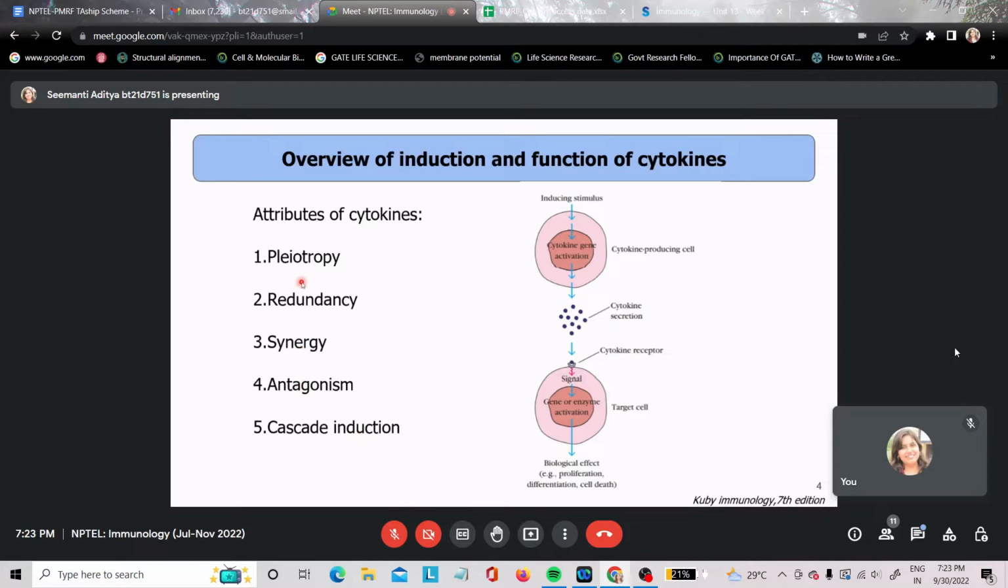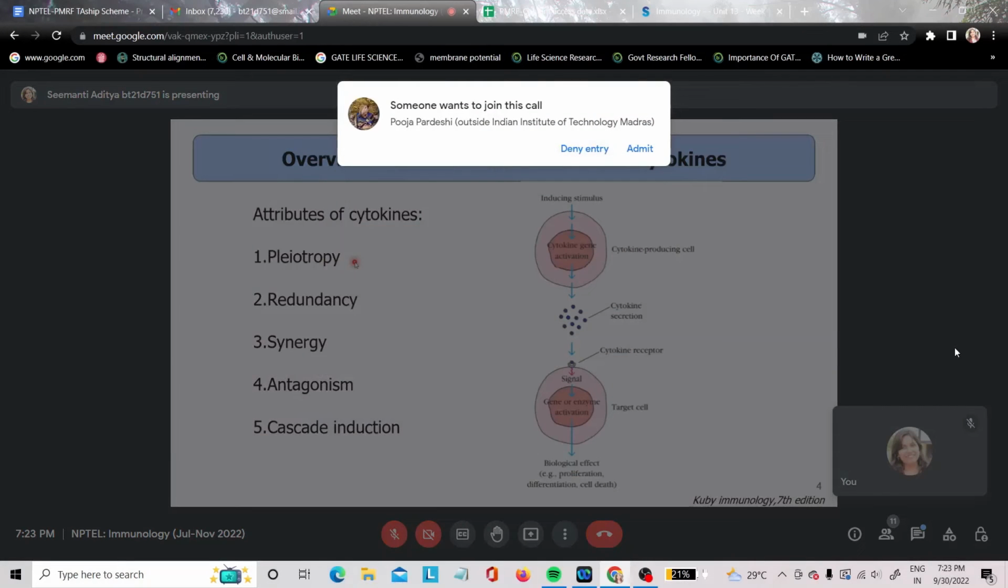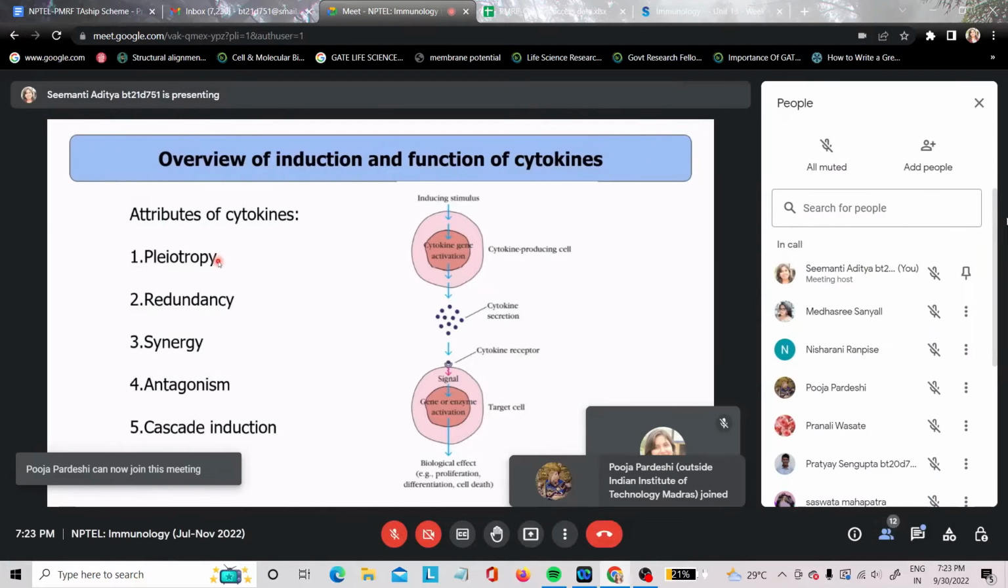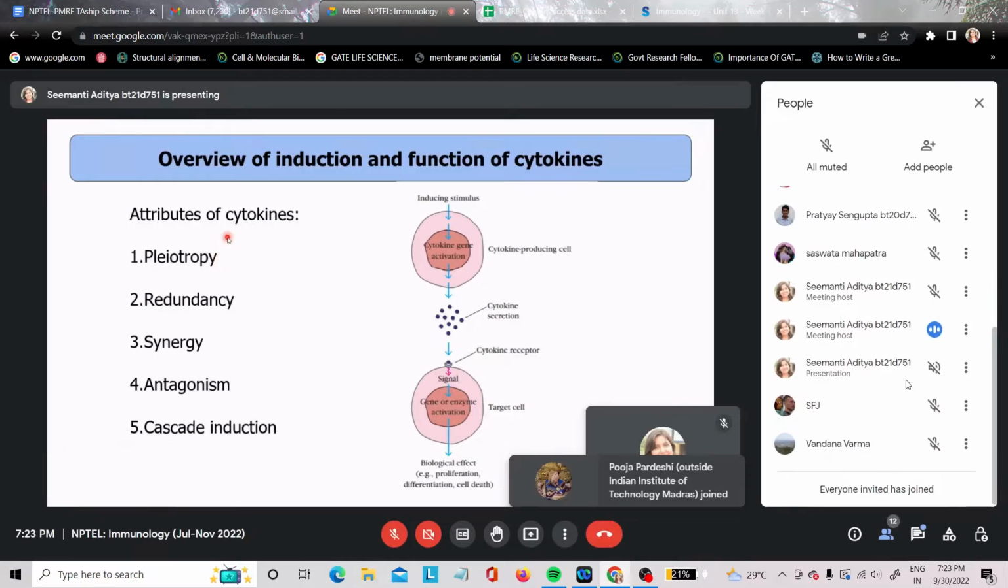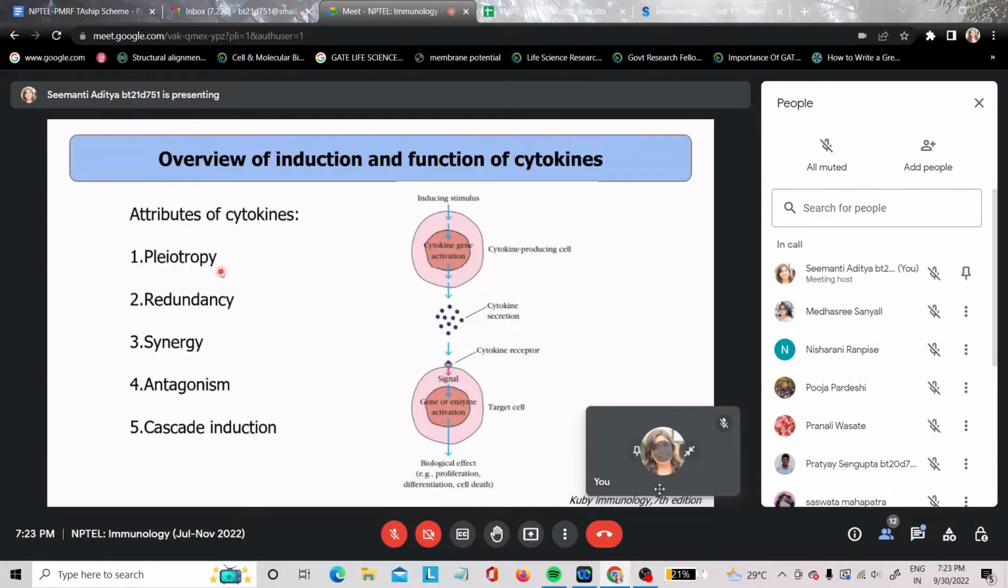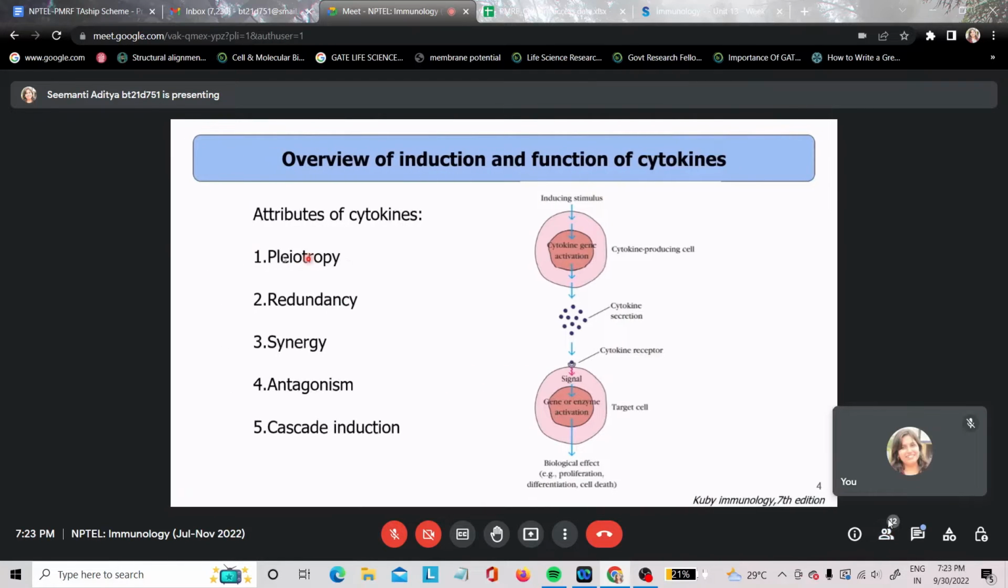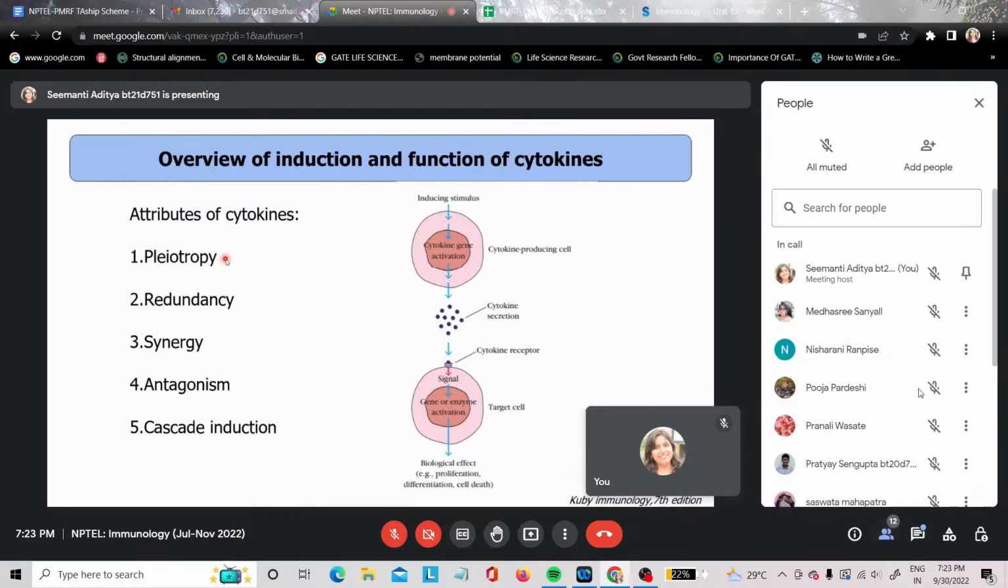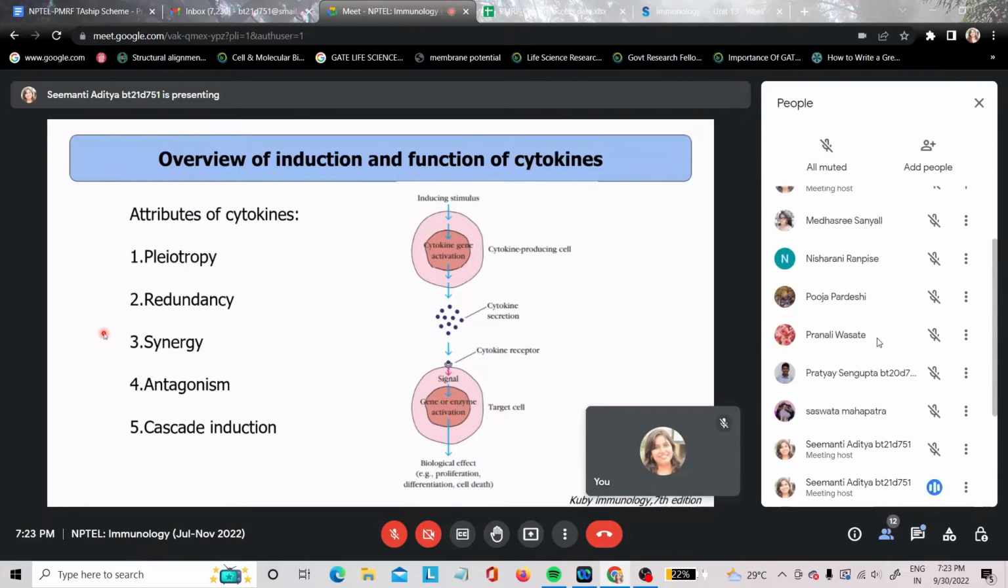So just before that, in brief, what do you mean by pleiotropy? Pleiotropy is a term which is used mostly, and it means that if there is one particular cytokine, say IL-4, this IL-4 can mediate different functions. Different functions can include activation and proliferation of the B cells. It can activate thymocytes. It can cause mast cell proliferation. So one cytokine, many functions, that means pleiotropy. Okay. What do you mean by redundancy?